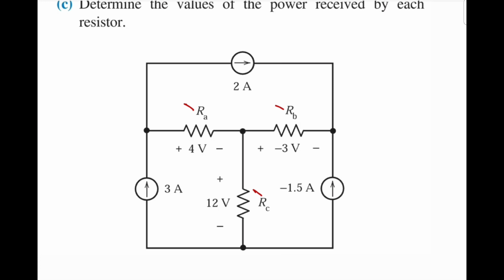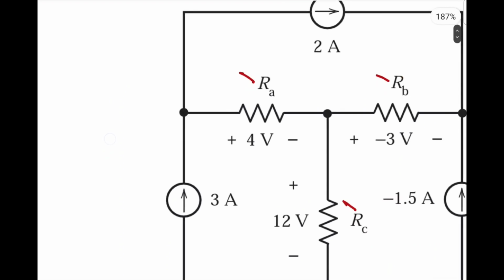So in order to find the value of the resistor, remember that you need both the voltage value across the resistor and the current that is passing through that resistor. So since we have all the voltages, all we need to find is the currents that pass through each of these resistors. So let's first consider the current through resistance RA.